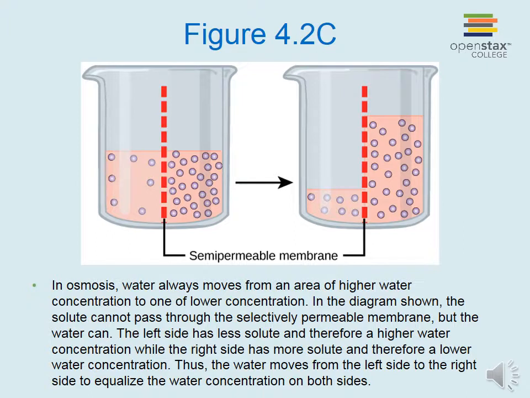Before looking at red blood cells, consider the example here. In osmosis, water always moves from an area of higher water concentration to one of lower concentration. In this diagram, the solute cannot pass through the selectively permeable membrane, but the water can. The left side has less solute and therefore a higher water concentration, while the right side has more solute and therefore a lower water concentration. Thus, the water moves from the left side to the right side to equalize the water concentration on both sides of the selectively permeable membrane.